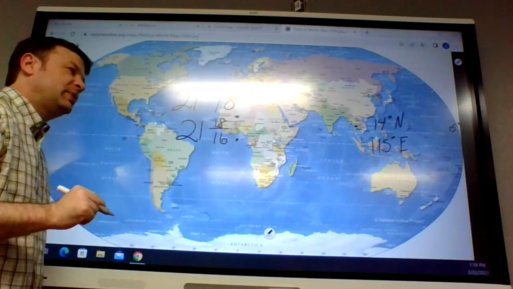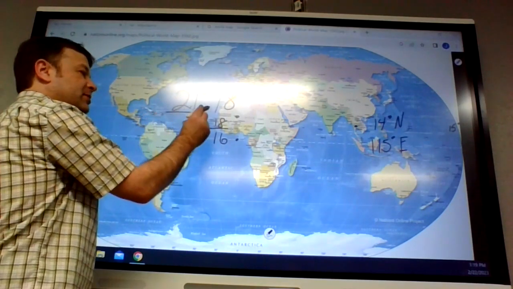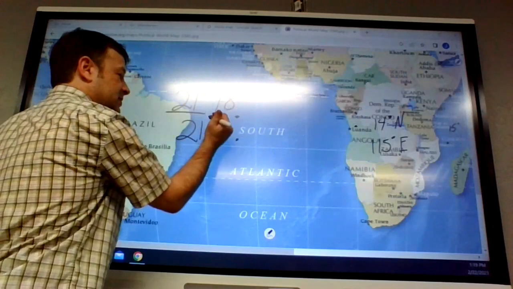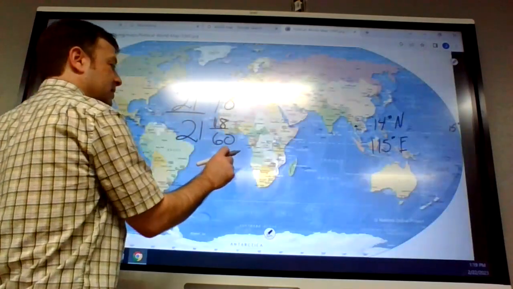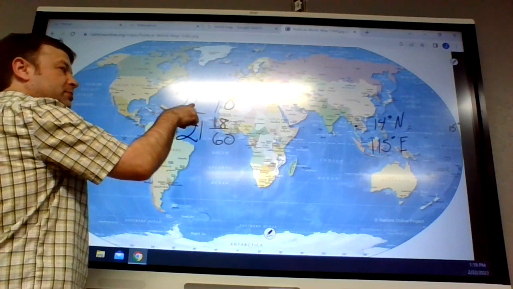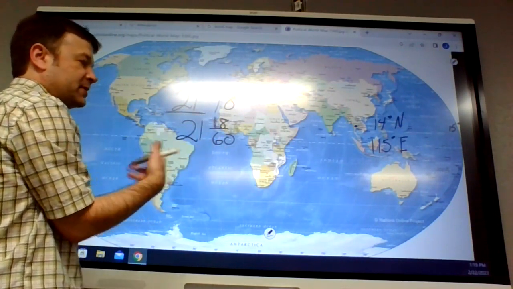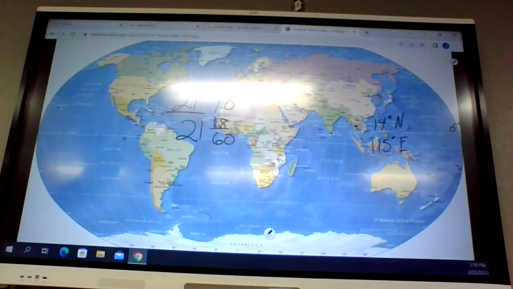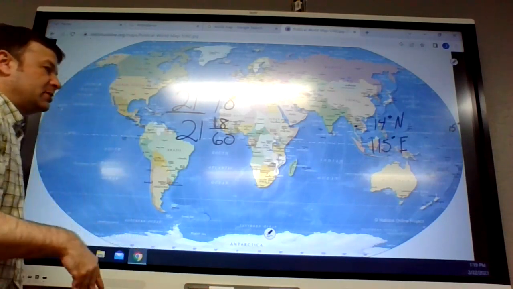Now, do we need to be that exact? No. Basically, I would just say this is closer to 21 degrees than it is to 22. You can't be that exact with these maps. You'd have to zoom in big time on one of the countries to be that precise. So we're not going to worry about that.